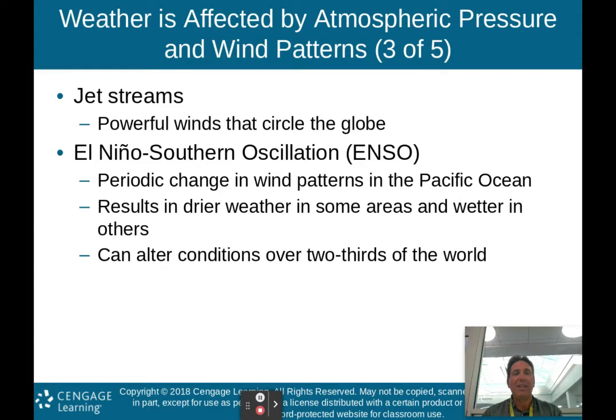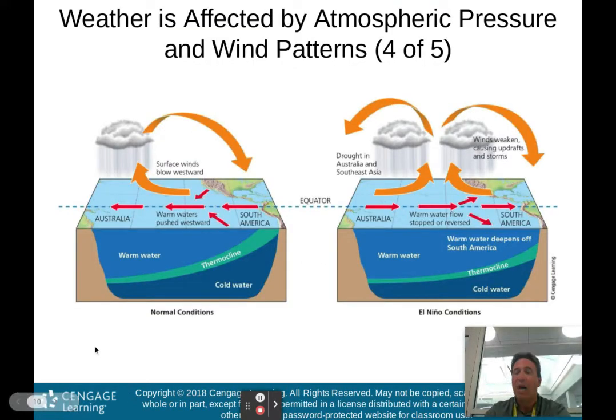We also have something that we need to talk about, ENSO, the El Nino Southern Oscillation. So I'm sure many of you have heard of El Nino, all right? These are conditions that usually cause us here in Ardsley to have wet and warm winters, all right? But what is ENSO? It's the periodic change in wind patterns in the Pacific Ocean. This results in drier weather in some areas and wetter weather in others. And this can alter weather conditions over 2/3 of the globe. So let's talk about this because you will need to have a general understanding of what causes El Nino conditions.